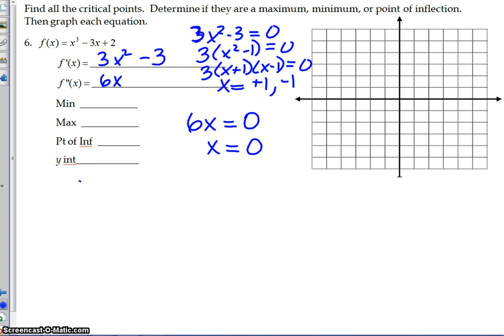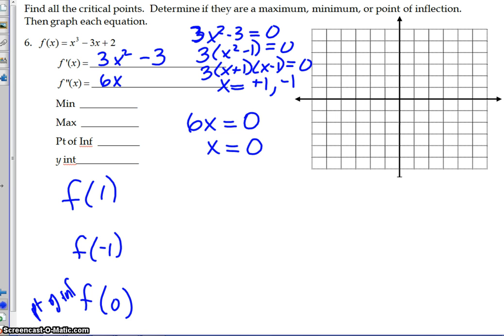All right, so what we have to do is find f of 1, f of negative 1, and we're going to want to find f of 0 for our point of inflection, because that's the one that came from our second derivative. Our second derivative gives us a point of inflection. So now, f of 1.